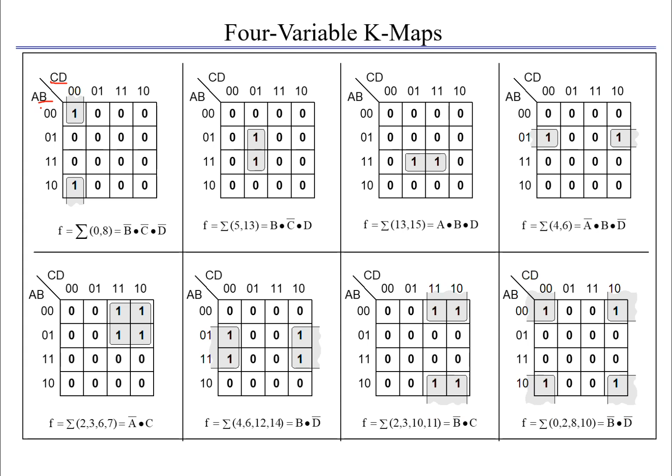These are the 4 variables. As AB is of 2 variables, the combinations are 0 0, 0 1, 1 1 and 1 0. And if you see here CD, as this is also 2 variables, there are 4 such combinations available: 0 0, 0 1, 1 1 and 1 0. So generally we will write it as 0 0, 0 1, 1 1, 1 0 as far as we need to write in the K-map.